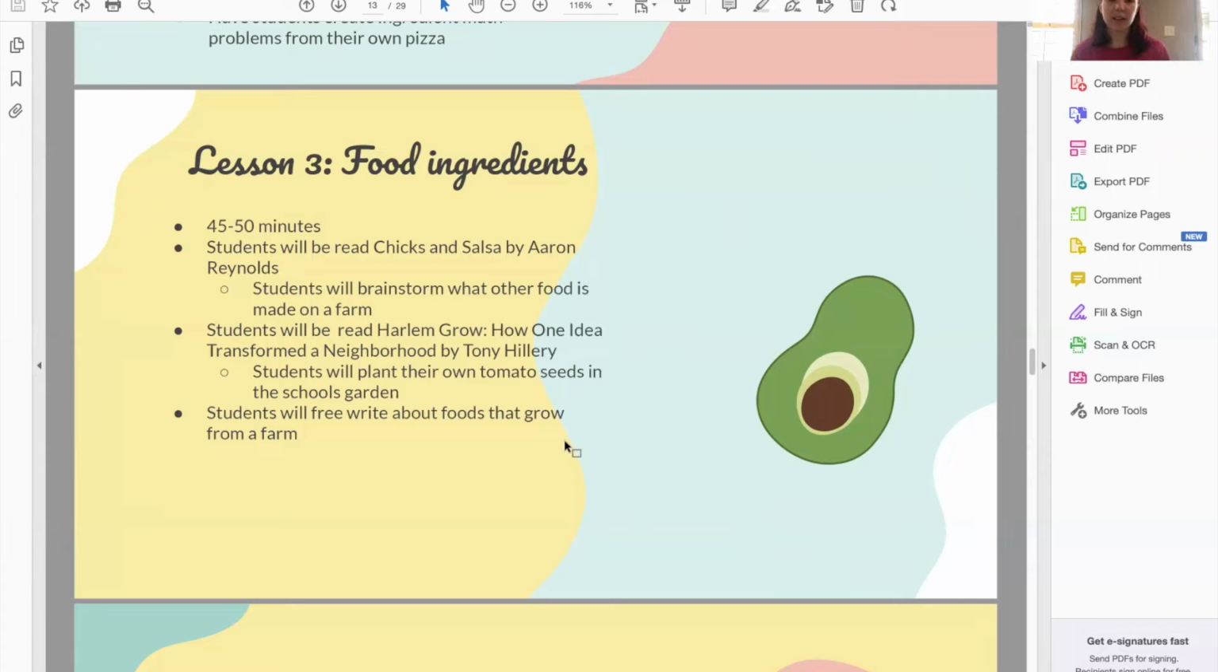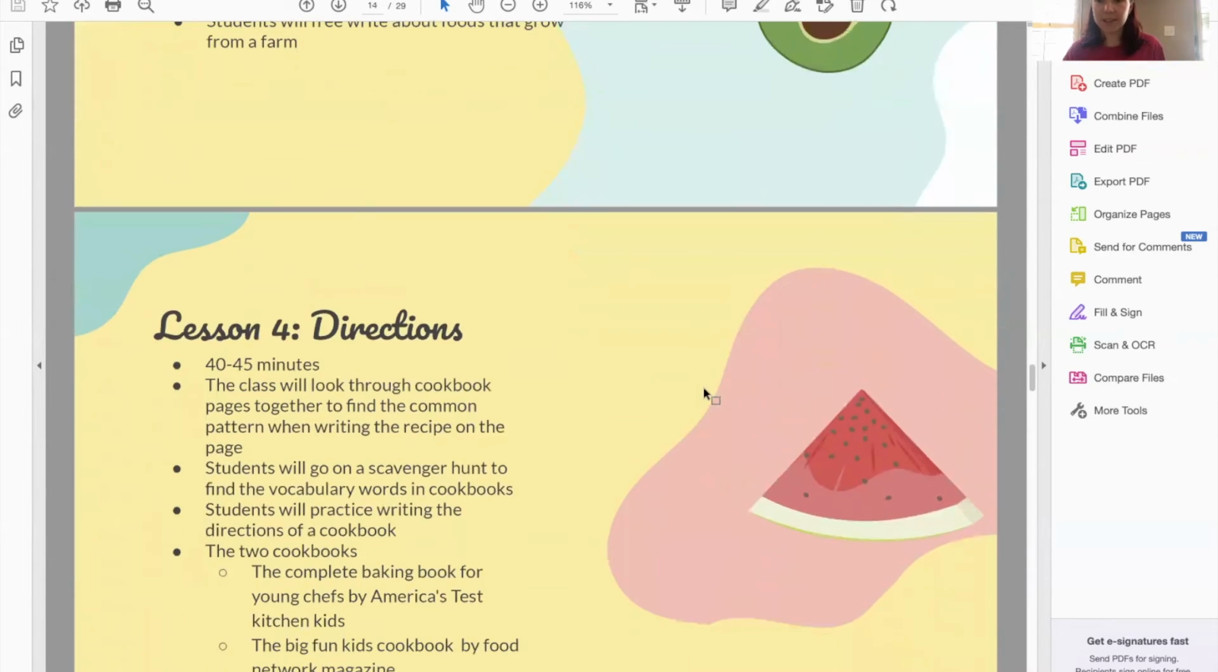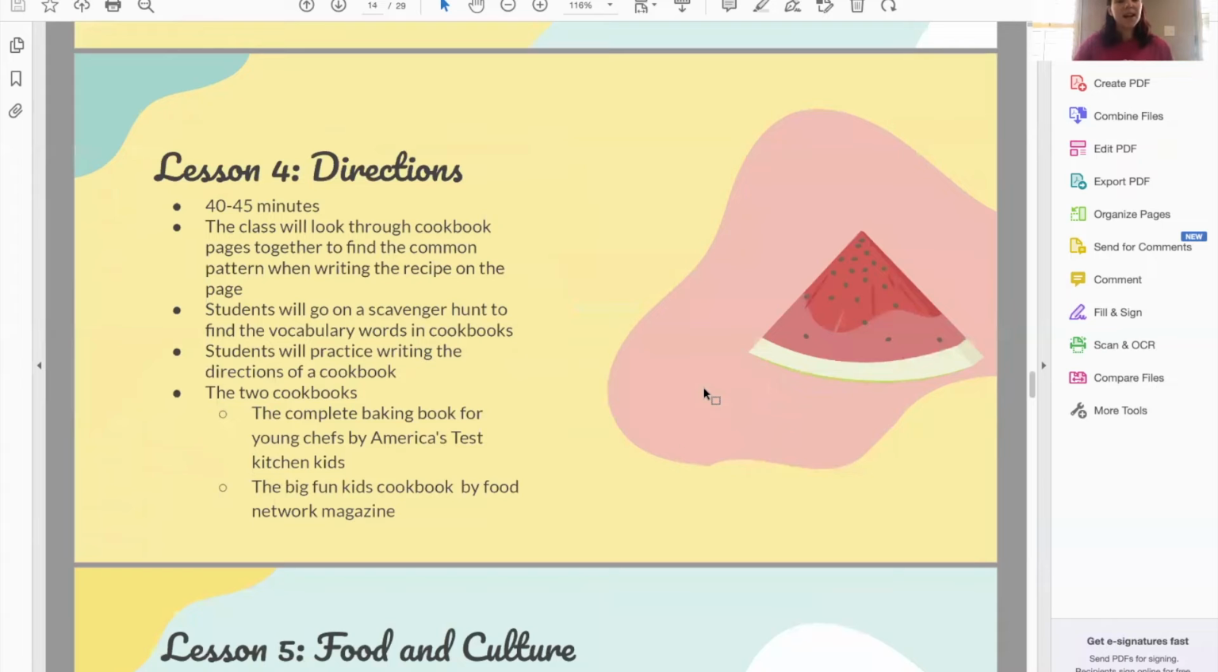Then after planting, if time allows, students will free write about foods that grow on a farm and what they now realized food theirs comes from a farm.